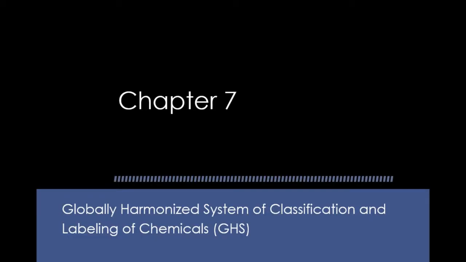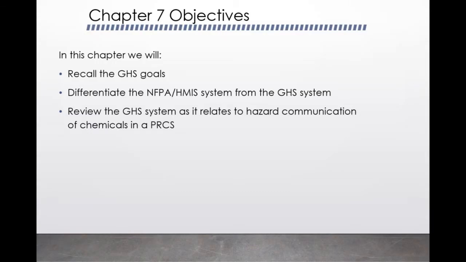In this chapter, we are going to briefly go over the GHS, the Globally Harmonized System for Classification and Labeling of Chemicals. The whole point of the Globally Harmonized System is to make sure that you know exactly what chemicals you're working with, that it is being communicated to you. So we're going to go through that.